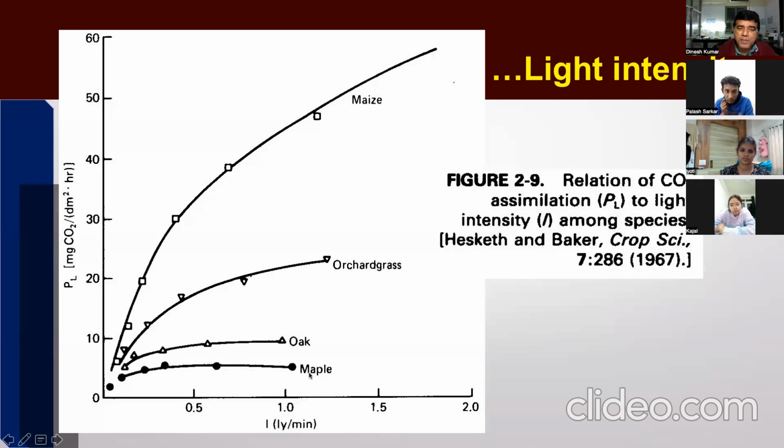Ly per minute. So you can see maple, oak, orchard grass. These plants are basically temperate plants. So you can see their light requirement is less. As you increase the intensity of light on the x-axis, their growth or their photosynthesis rate does not change. Rather, it has shown a slight decreasing trend in maple up to 1 Langley per minute.